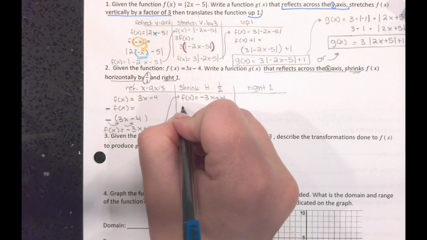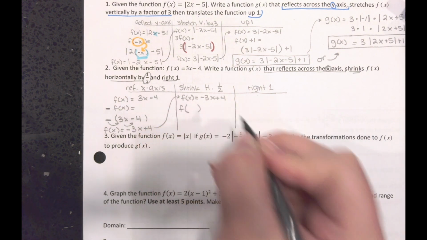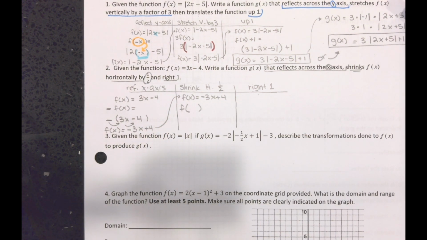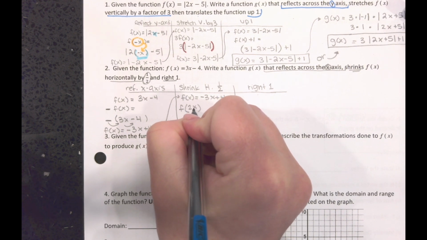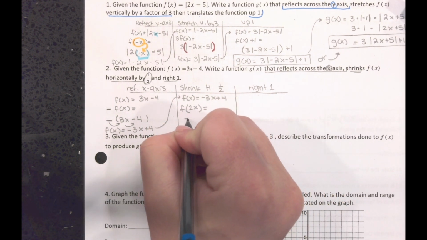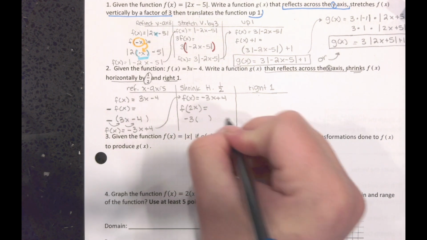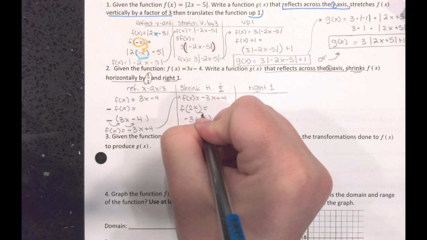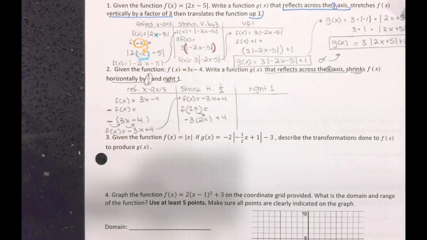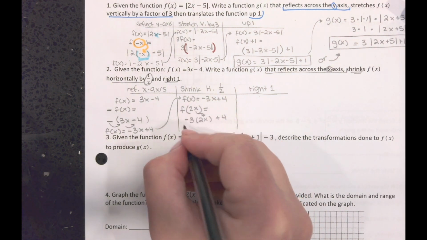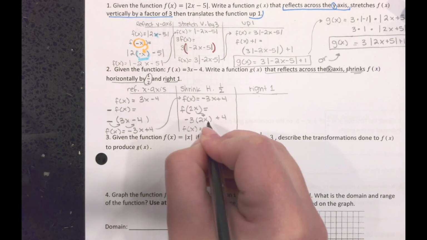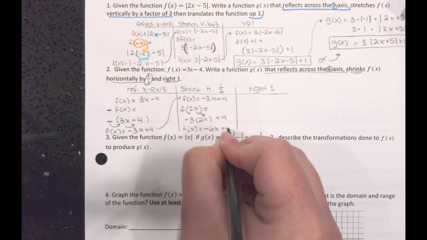Now we have a shrink horizontally, which is inside, by 1/2. Now remember, if it's horizontal, you either take the reciprocal or you change the sign. If it's a shrink or a stretch, you take the reciprocal. If it's a shift left or right, we do the opposite of what we see. So shrink of 1/2 means I write 2x. This is inside my function, so I am taking negative 3x plus 4, and I am replacing that x with 2x. Yes, parentheses are important. So that means we have a new function f of x is equal to, simplify, negative 6x plus 4.